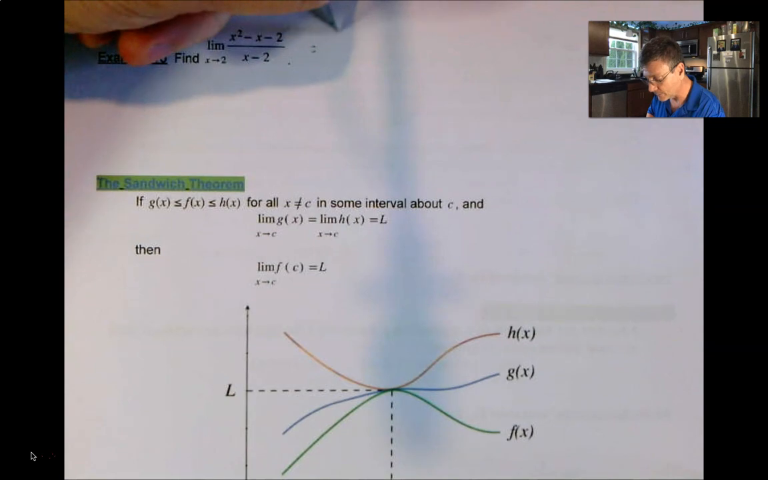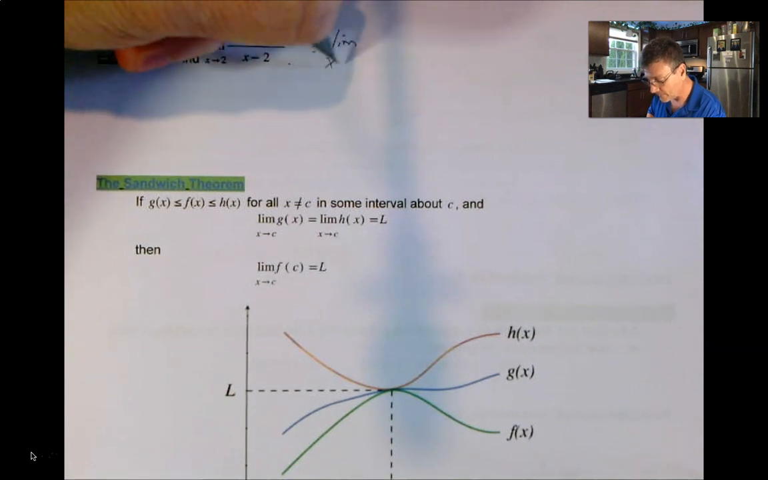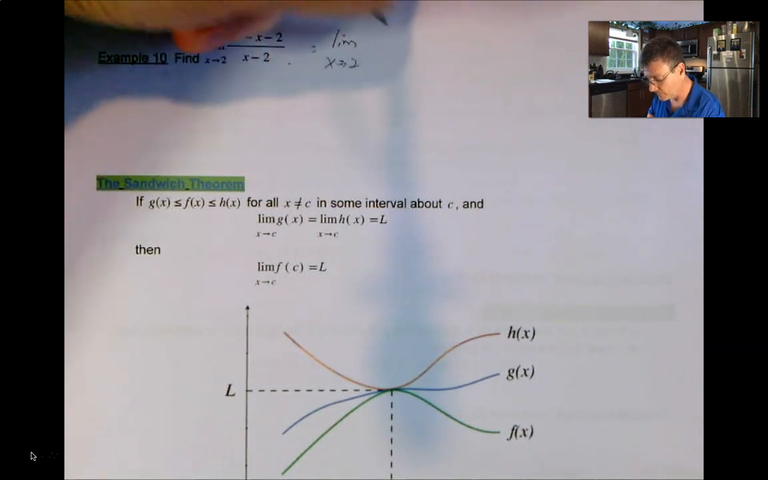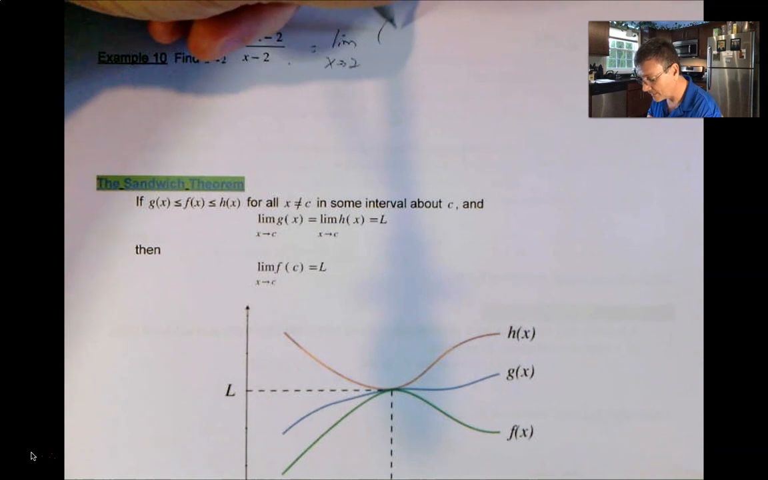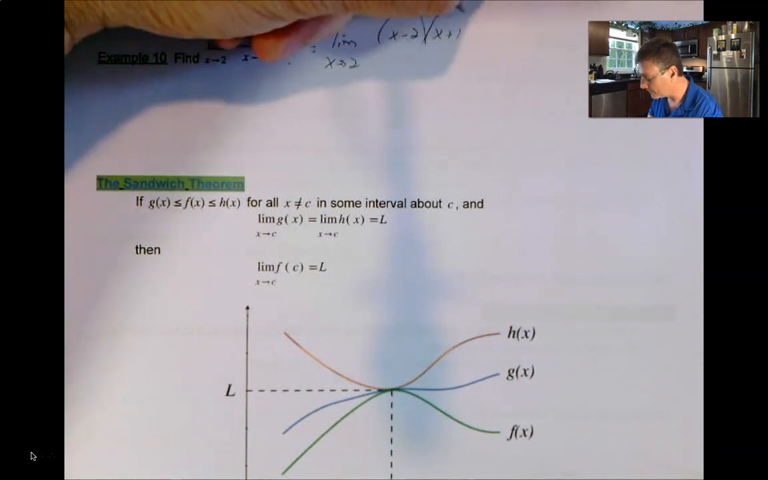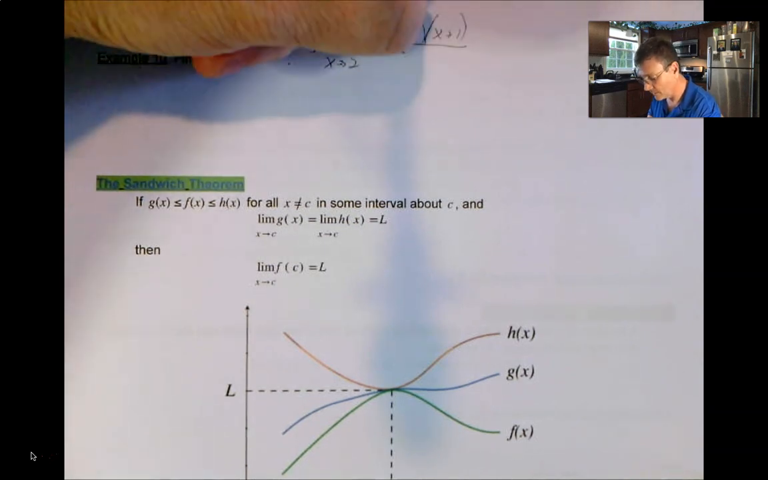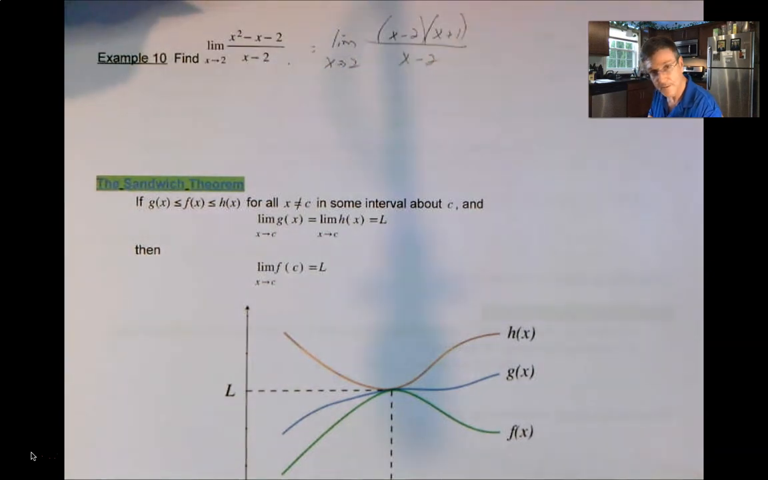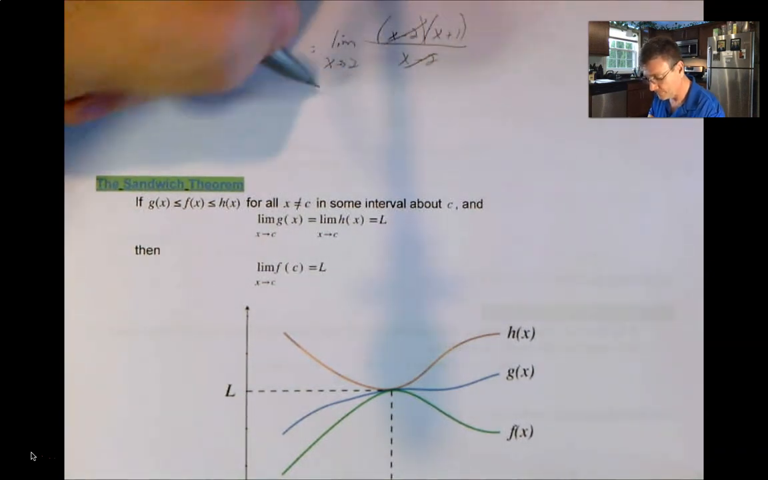Let's see what algebra we can do. Limit as x approaches 2. This factors into x minus 2, x plus 1, over x minus 2. The x minus 2's cancel.